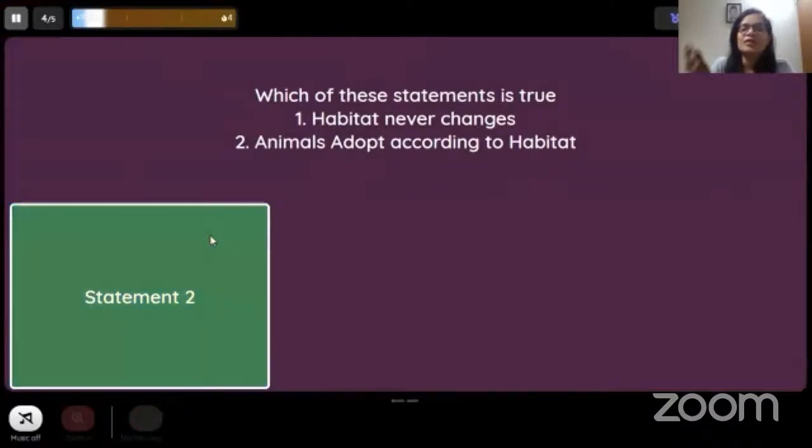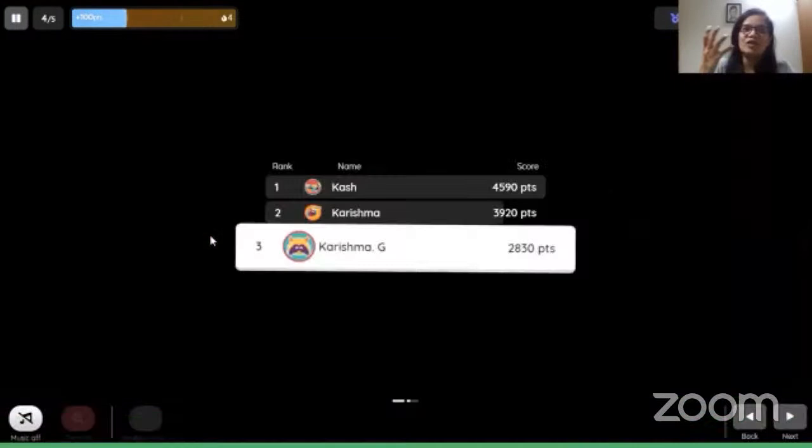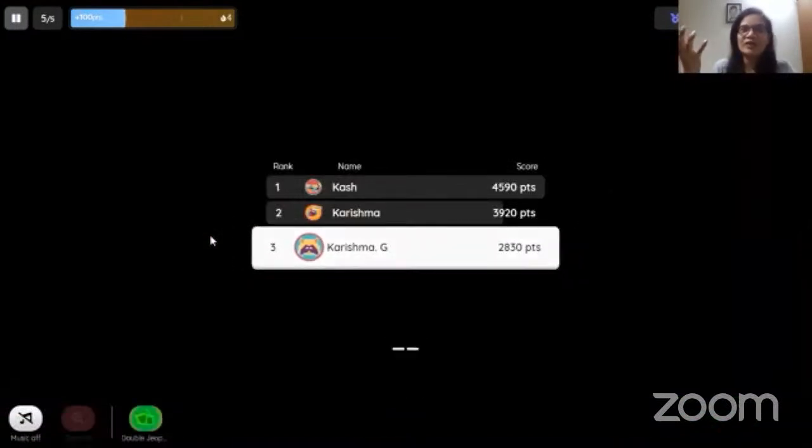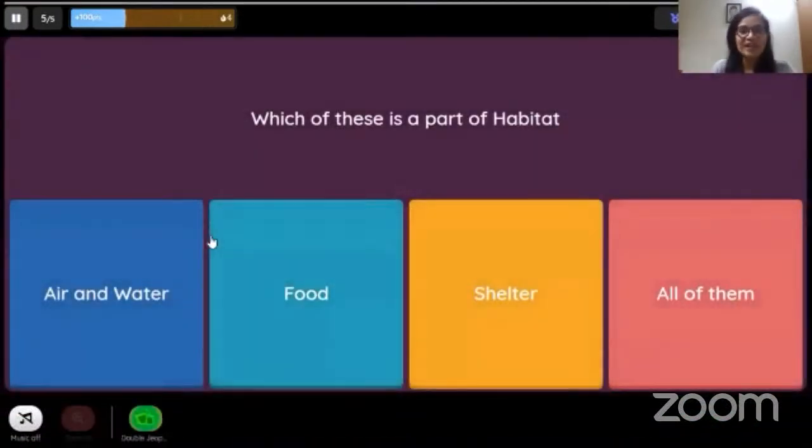Because polar bears have adapted to the Arctic Ocean, pandas have adapted to the woodlands, and brown bears have adapted to the areas where there is extreme heat. Okay, so they adapt to the environment and habitat. Which of these is a part of habitat? So air and water, food, shelter.